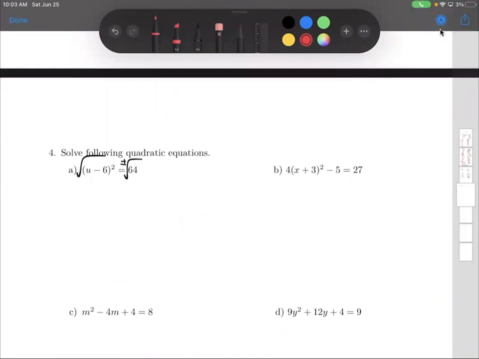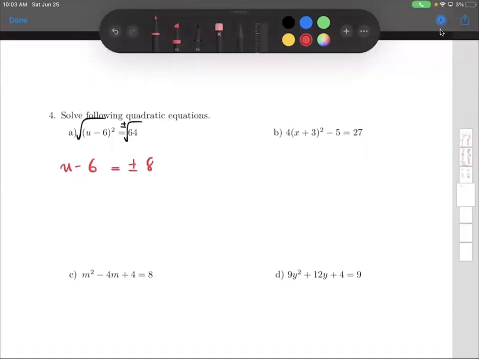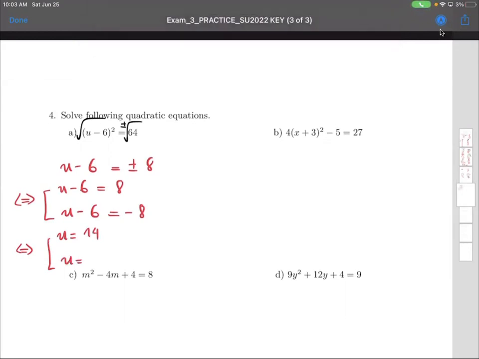So on the left hand side, the square root of u minus 6 squared is just u minus 6. On the right hand side, the square root of 64 is 8. So this implies either u minus 6 equals positive 8 or u minus 6 equals negative 8. And then you solve, right? Add 6 to both sides, so u equals 14 on the top and u equals negative 2 on the bottom. Makes sense. You should have two solutions because it's quadratic.